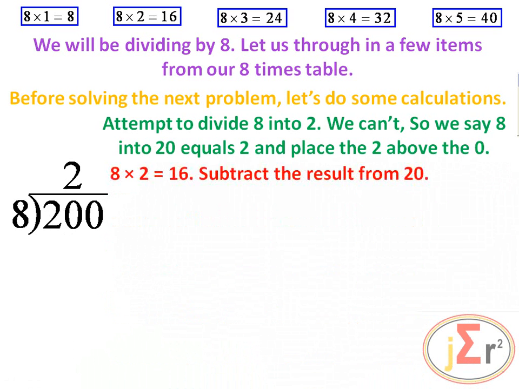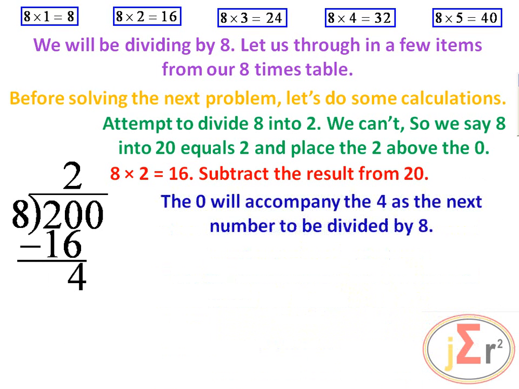Then what do we say? 8 times 2 equals 16. Subtract the result from 20. So 2 8s, 16. Subtract that. What do we get when we subtract, Jerry? 4. 4. What do we do after we get 4? Bring down the 0. Right, so the 0 will accompany the 4 as the next number to be divided by 8.